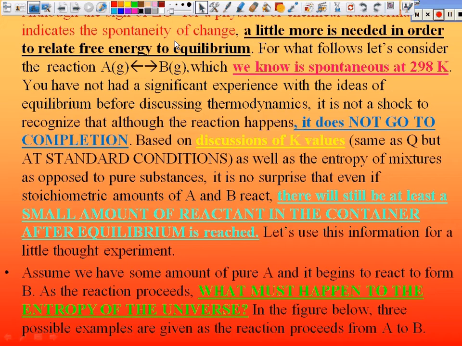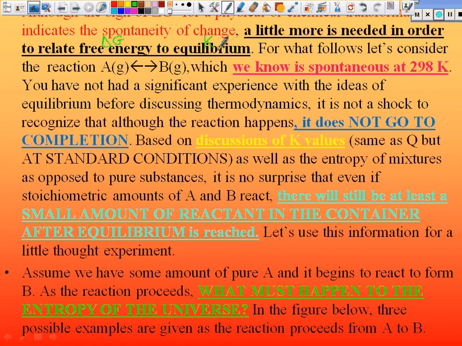A little more is needed in order to relate free energy to equilibrium. Pause right there. What two letters are we now relating? Free energy. All right, so write this in. Free energy is delta G, and what is equilibrium? K. So we're trying to talk about G and K. Do we have a formula that relates these two? What is it? Negative RT ln K. Okay, keep going, Peyton.